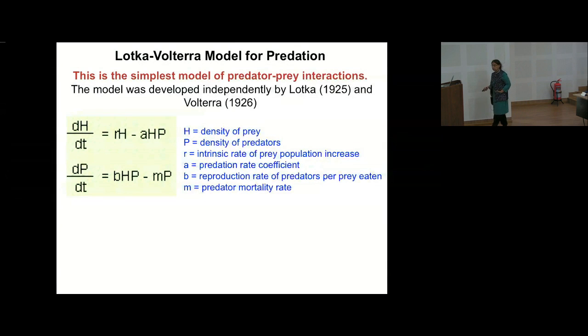It's a very simple model. You can make it more and more complicated by introducing, instead of AHP, different types of functional forms of predation. It may not be just simple laws of mass action, it could be any kind of hyperbolic term. You can introduce all sorts of variations, but this is the simplest form.